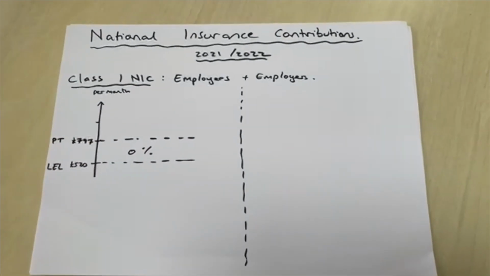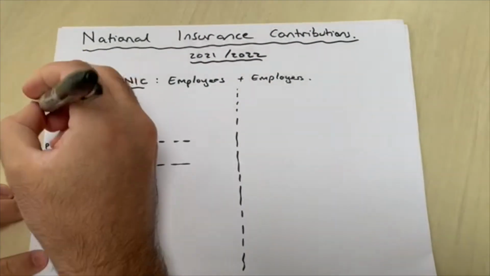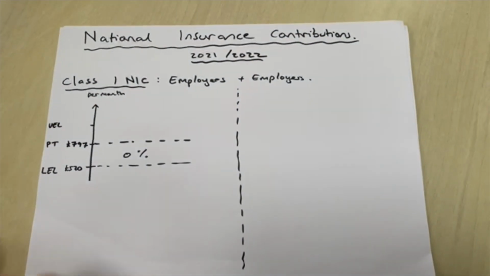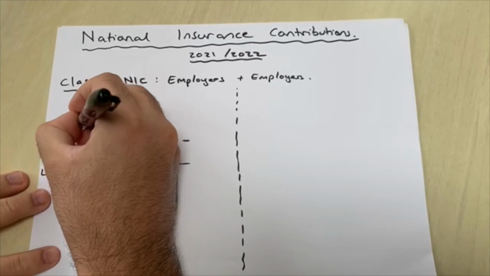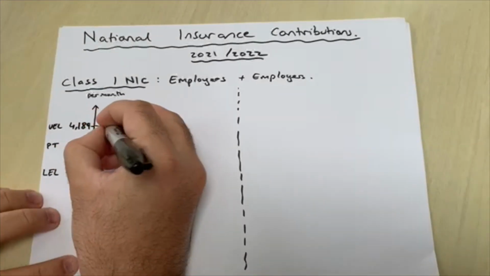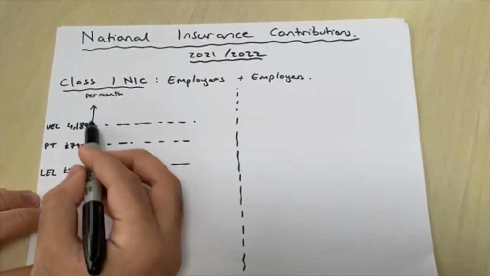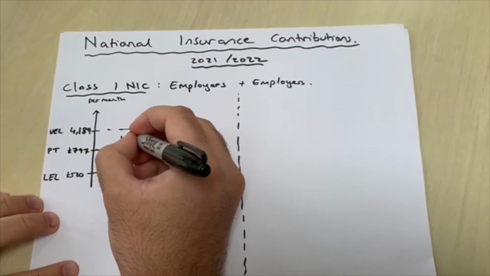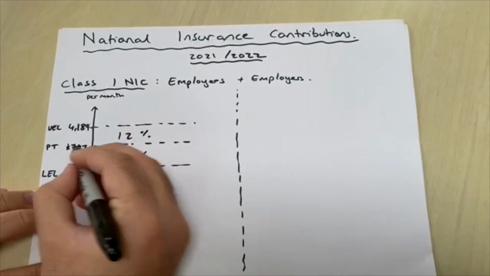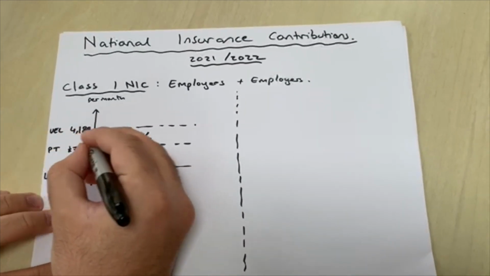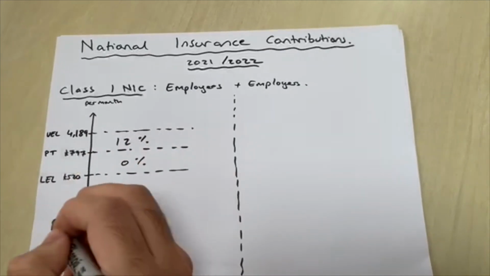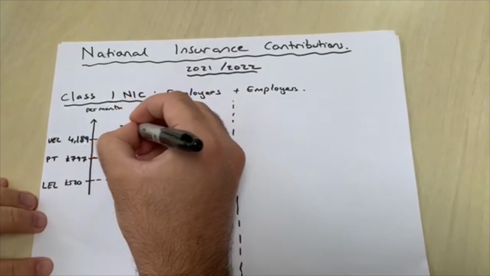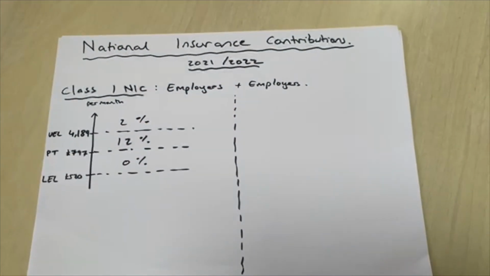Now, if we look at the rate above, this is called the upper earnings limit. We'll put it as UEL, and this is £4,189. So if you earn per month up to £4,189, you'll be taxed at 12% on the amount you earn above £797 but below £4,189. Now let's say you earn above the upper earnings limit of £4,189 per month, you'll pay national insurance contribution at 2%.